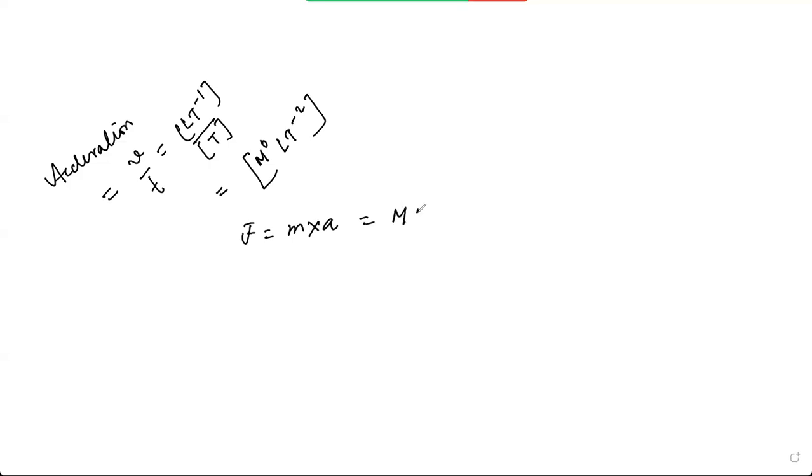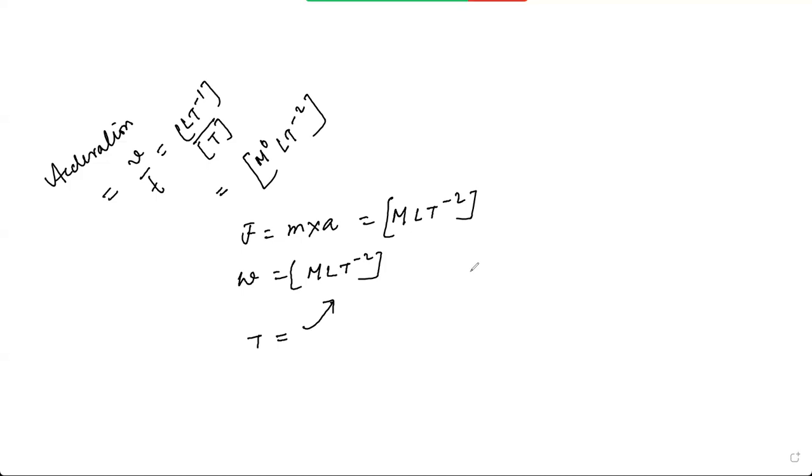Acceleration is rate of change of velocity. That is L T^-1 by T, so it will come out as M^0 L T^-2. Dimensional formula of force. Force equals mass into acceleration, that is M L T^-2. Dimensional formula of weight is also M L T^-2. Dimensional formula of tension is also M L T^-2.